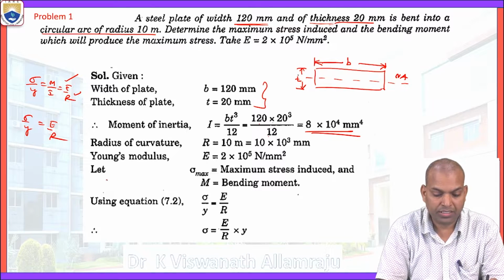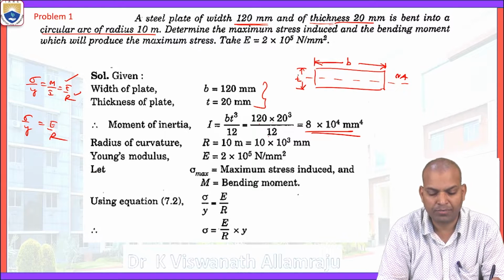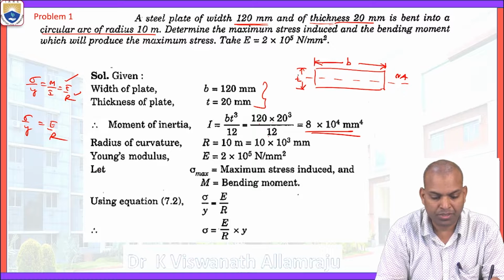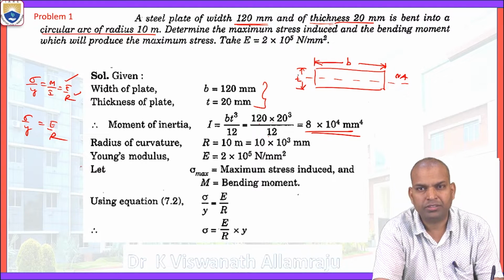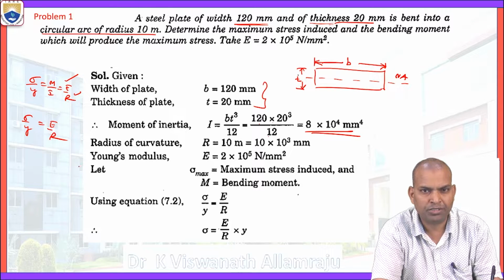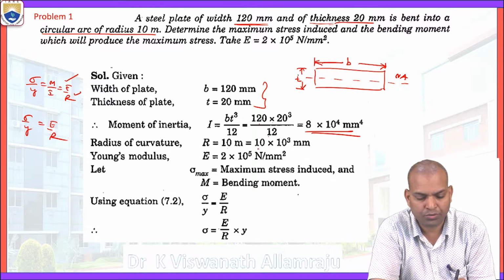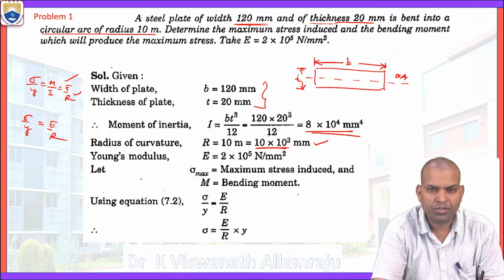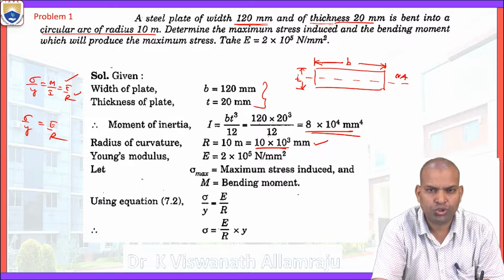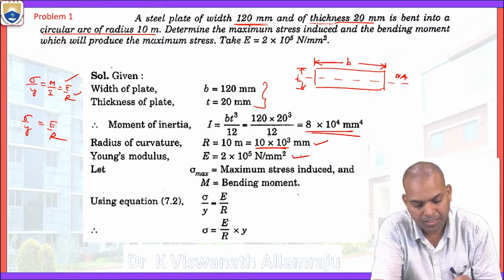And the data given here is the radius of curvature, which is 10 meters. Convert it into millimeters, because the moment of inertia is in millimeters. 1 meter equal to 1000 millimeters, so that is 10 into 10 cube, that is 10,000 millimeters. Young's modulus of elasticity is 2 into 10 power 5 Newton per square millimeter.